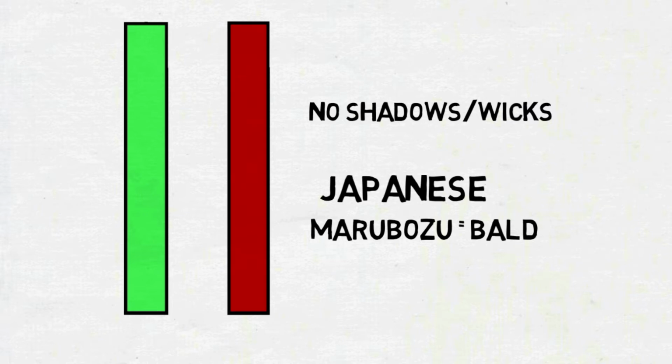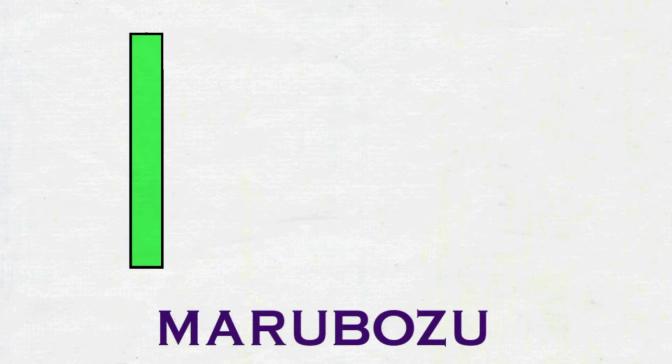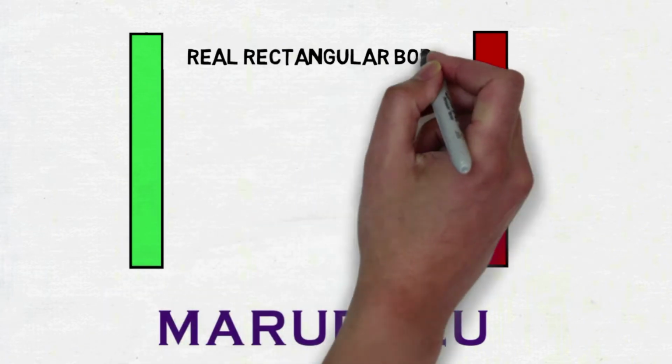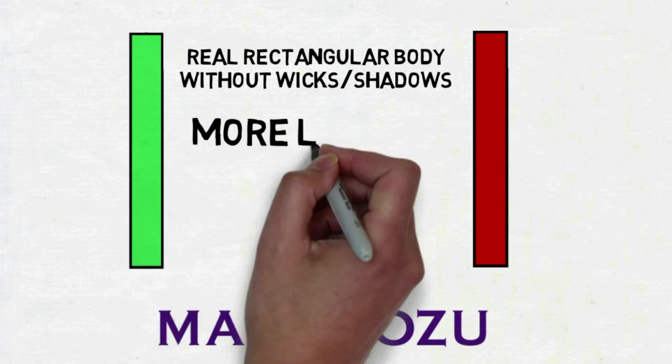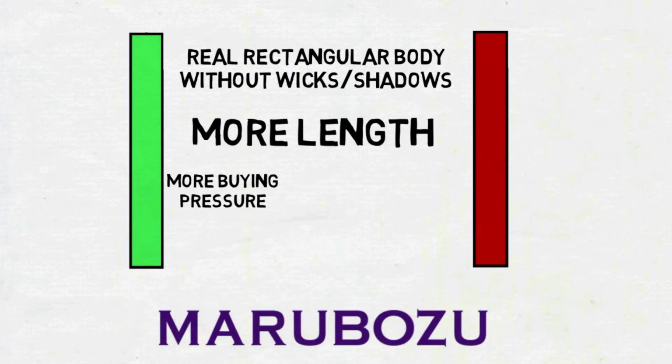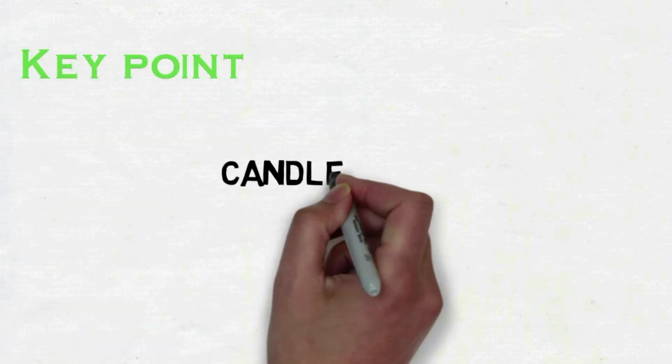So, Marubozu can be identified as a real rectangular body without wicks or shadows on both sides. The greater the length, the greater the buying pressure or the selling pressure, depending on the type of candle. Let us see how to decode these candles in any script.